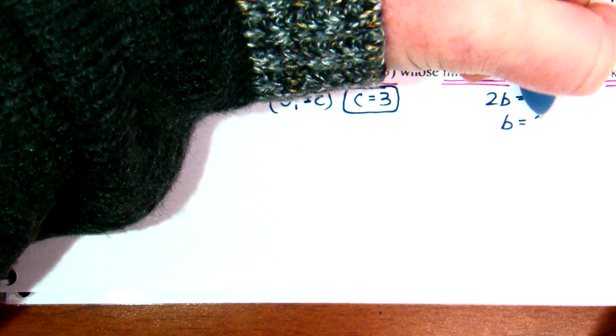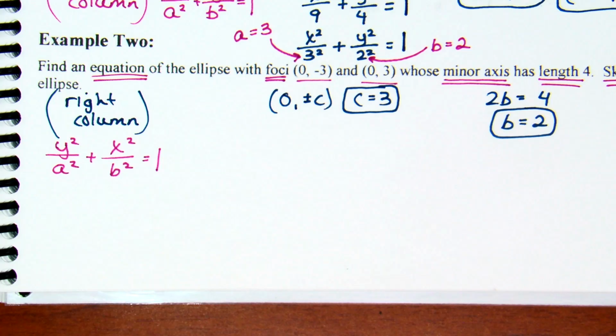Okay. Do we have all of our information to write our equation? Is A also 3? No. C and A are not the same number. Vertices and foci, if you look in your picture, are at 2 different points. Vertices are at the end of the major axis. Foci are a little bit set in from them.